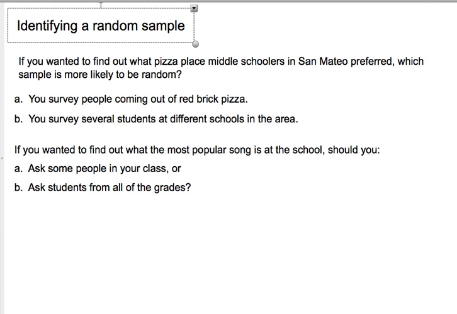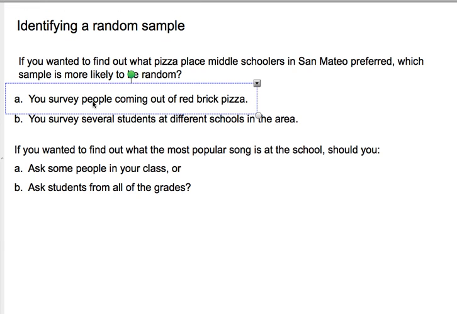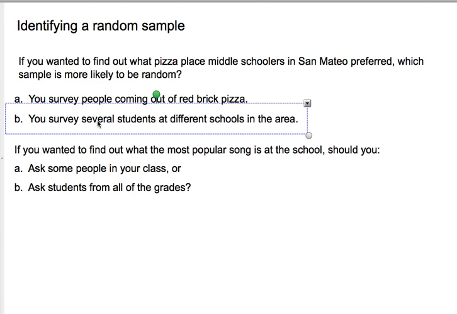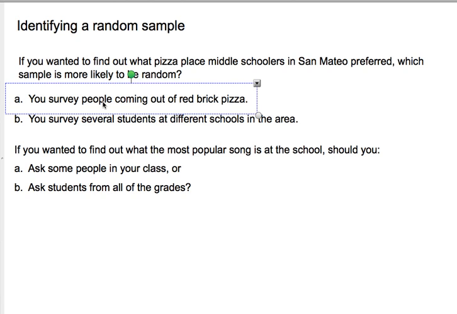Okay, so let's talk about random samples. If you wanted to find out what pizza place middle schoolers in San Mateo preferred, which sample is more likely to be random? You survey people coming out of Red Brick Pizza, or you survey several students at different schools in the area. Okay. Well, obviously, people coming out of Red Brick Pizza probably like Red Brick Pizza, so it's likely that their preference is for Red Brick Pizza. So that would not be very random. And also, everyone in the population of San Mateo is not likely to be selected here.